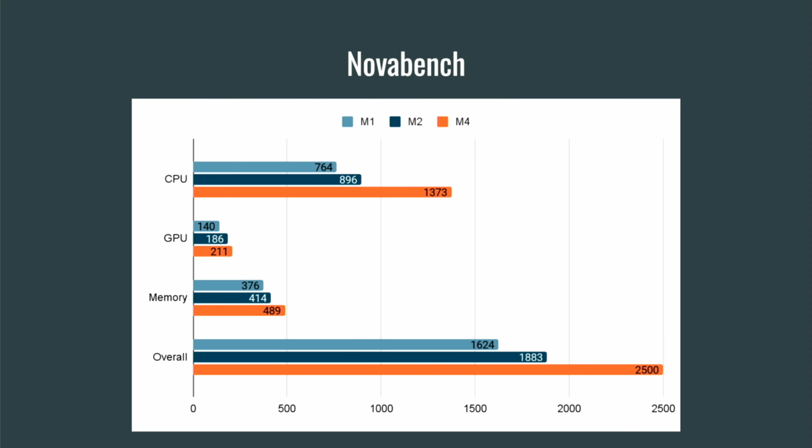And I love this Novabench program. It kind of gives you a full picture of all the different aspects of your processor and your computer. So we see the CPU, GPU, and the memory scores there, all jumping up with the M4. While the memory and the GPU just have average improvements, that CPU is really shining on the M4, which gives us an overall score that's just towering over the M1 and M2 processors.